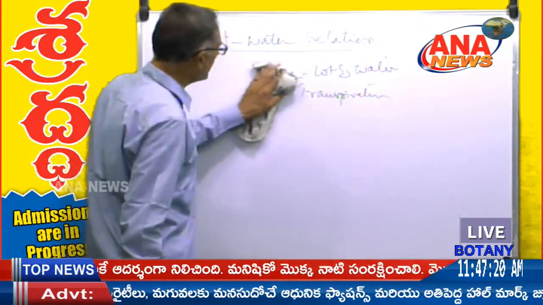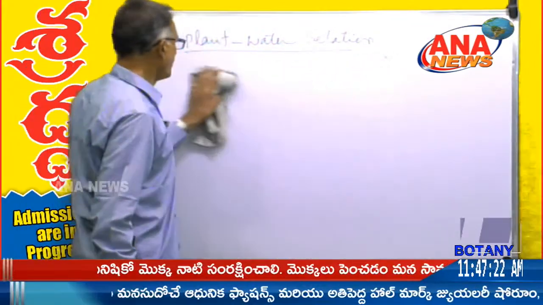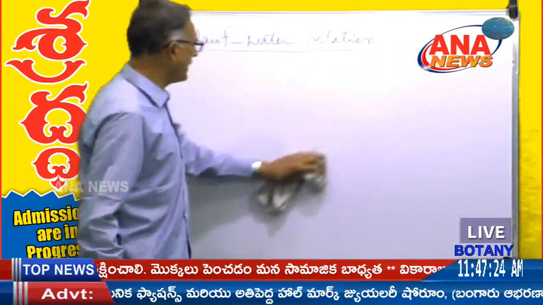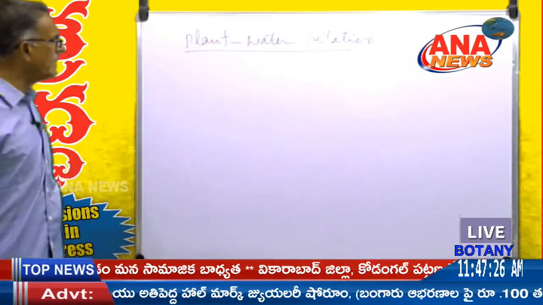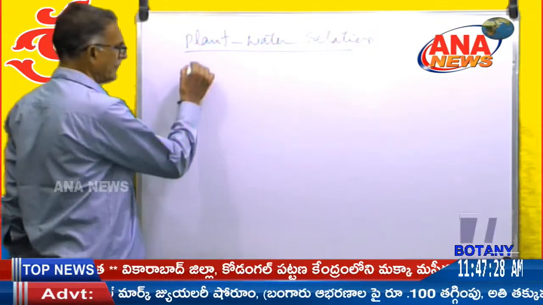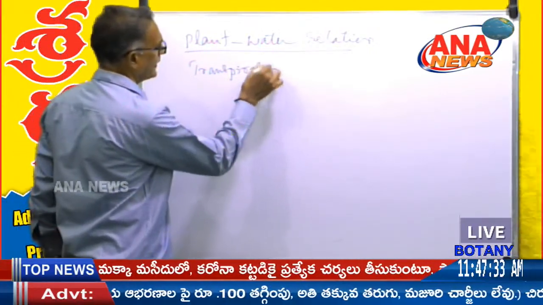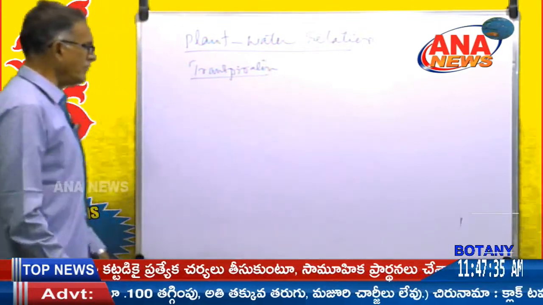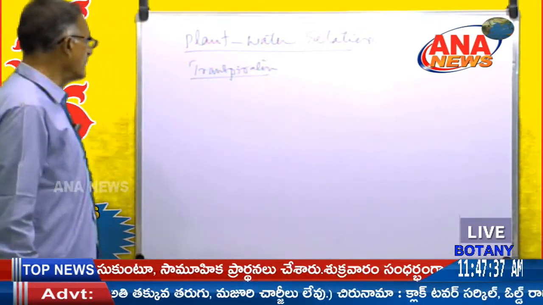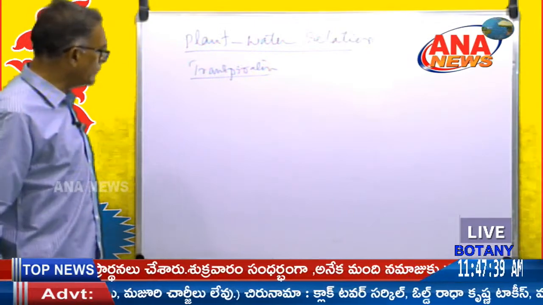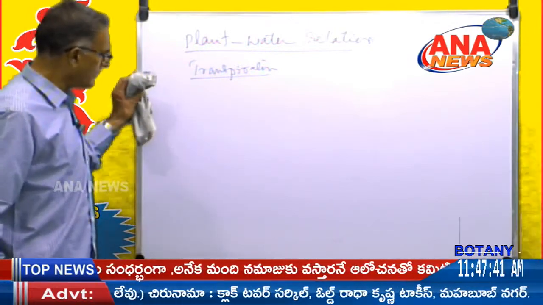The loss of water in the form of vapor through the stomata, the aerial parts of the plant, is known as transpiration. Another definition: loss of water in the form of water vapors through the aerial parts into the atmosphere is transpiration.